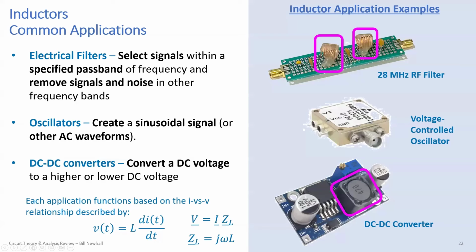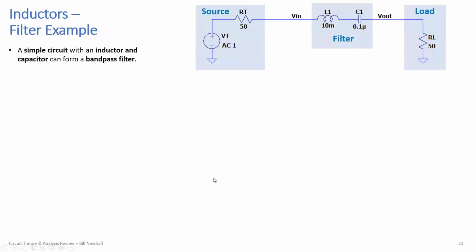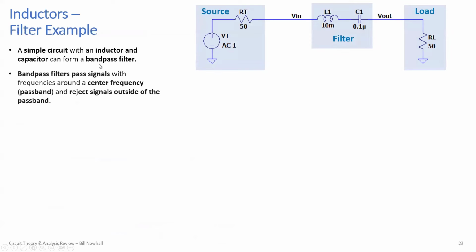All right, so let's take a look at an example using an inductor, and this is an electrical filter. So here's a filter. I just have an inductor and a capacitor. We can build this simple circuit using just one inductor and one capacitor, and create a bandpass filter. What bandpass filters do is they pass frequencies in a certain band around a center frequency. That's called a passband, and they reject signals outside of that passband.